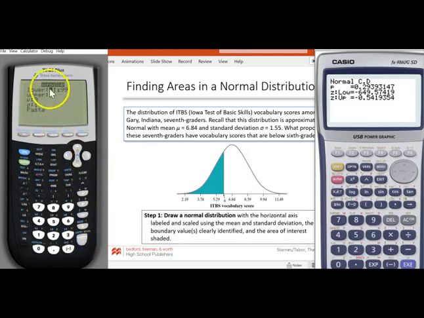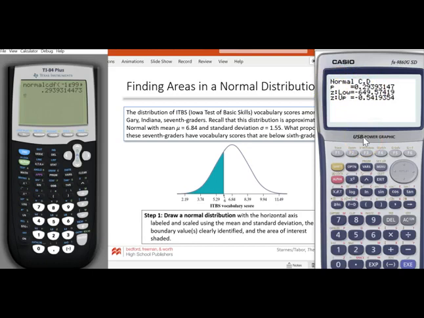All right, again, it asks us for the lower limit. We can leave what they put in there, -1 times 10 to the 99th power. That's good. All right, the upper limit is 6. The mean is 6.84. And the standard deviation is 1.55. All right, and then it pastes it in there, and then we press enter one more time. Okay, so TI 0.2939, and then on the Casio, you see the P equals 0.2939.